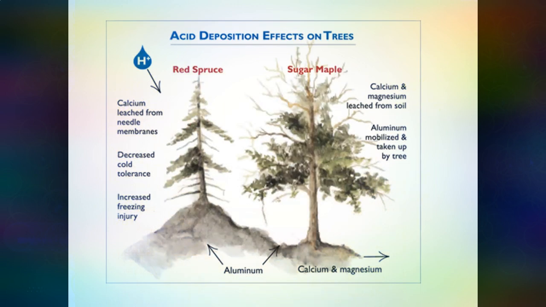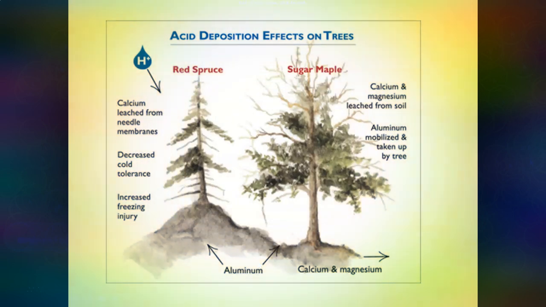So this diagram shows acid deposition effects on trees, that how hydrogen ions from acid rain mobilize aluminum, and therefore a red spruce has now a decreased cold tolerance and increased freezing injury. So these are the acid deposition effects on trees.